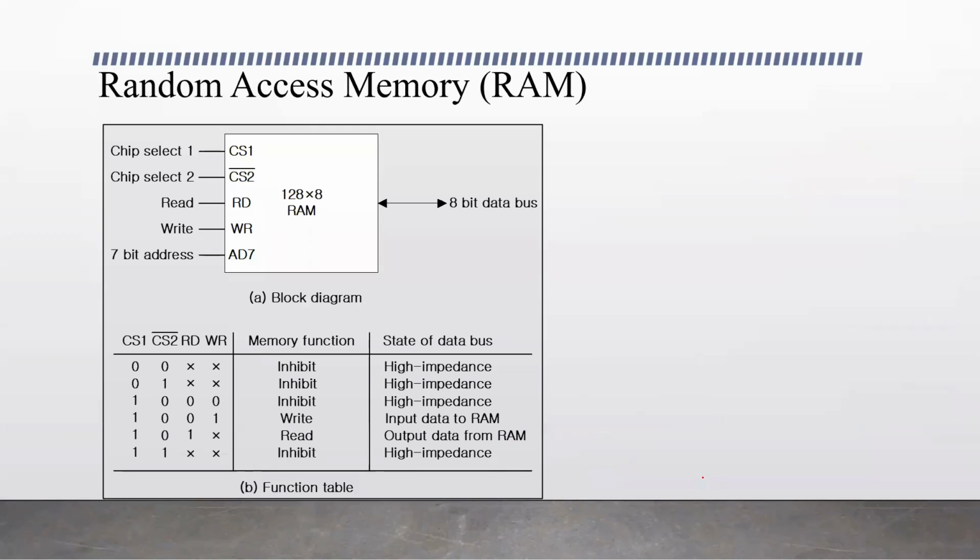Here is a block diagram of a random access memory chip. Here figure A shows the block diagram of the RAM chip. The capacity of this RAM is 128 by 8. That means this RAM can store 128 words, and each word has 8 bits. 128 words, each word having 8 bits. 8 bits of data is a byte of data. That's the capacity of this RAM.